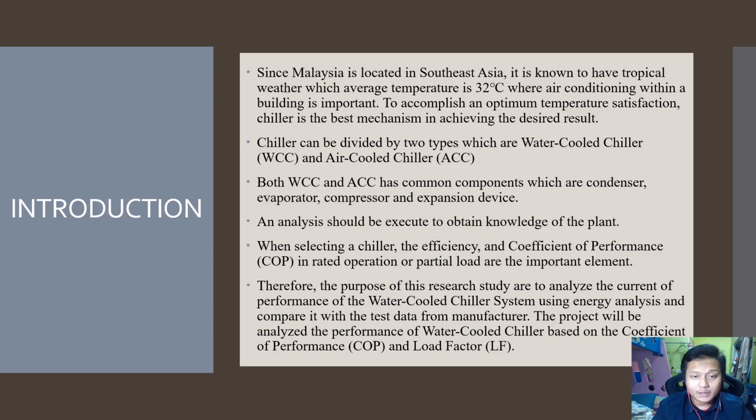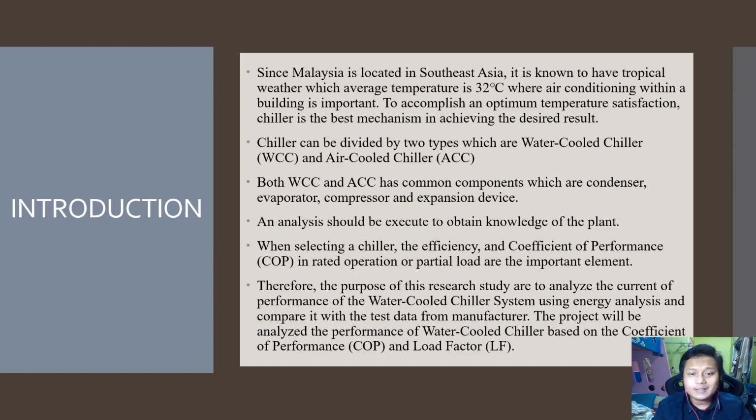For the introduction, since Malaysia is located in Southeast Asia, it is known to have tropical weather, with an average temperature of 32 degrees Celsius, where air conditioning within a building is important. To accomplish optimal temperature satisfaction, a chiller is the best mechanism in achieving the desired result. Chillers can be divided into two types, which are water-cooled chiller and air-cooled chiller. Both have common components, which are the condenser, evaporator, compressor, and expansion device.